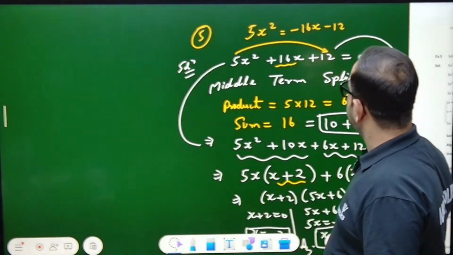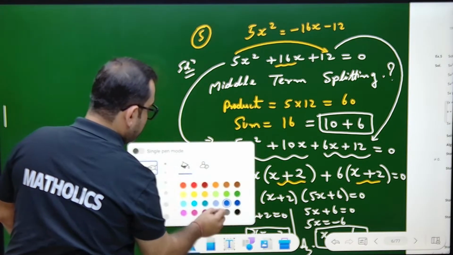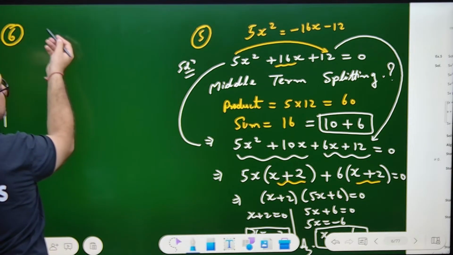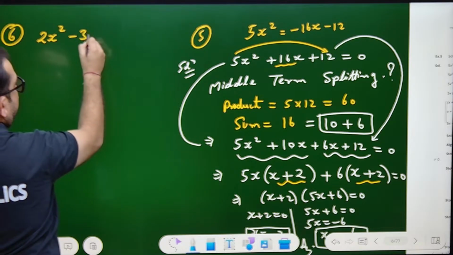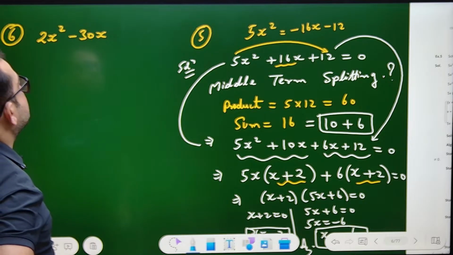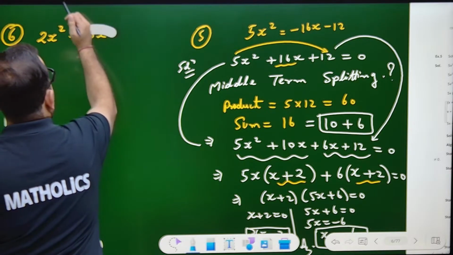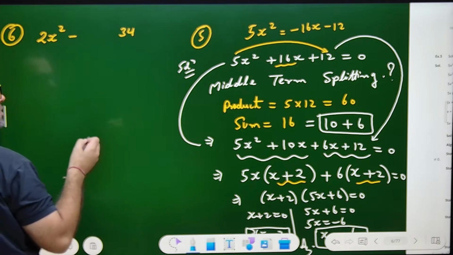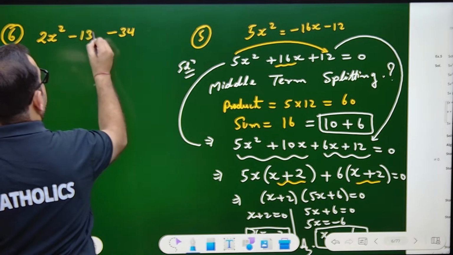One example I'll be giving to you. Example number 6 in this series. Let's say there is a question that says 2x square minus 30x and 2x square and let's say here it is minus 34. Okay, this is the question.